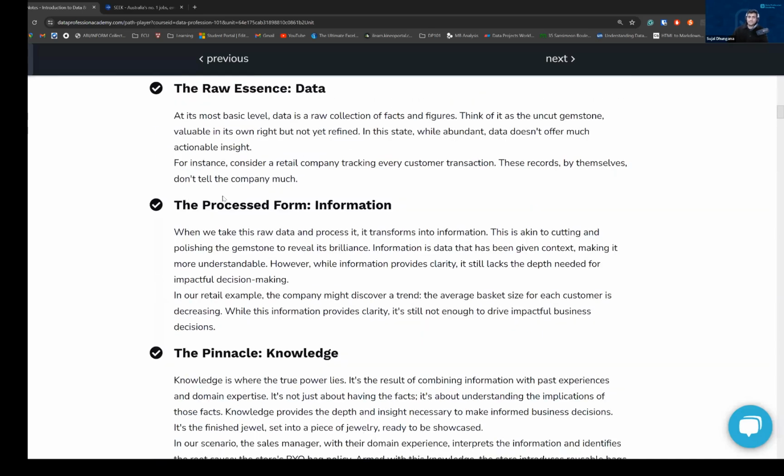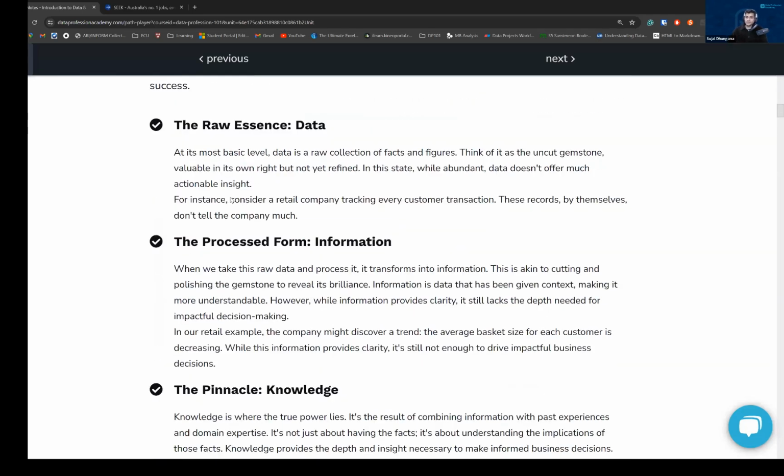So for instance, consider a retail company which is tracking every customer transaction. Think of something like Kohl's or Woody's, right? Every time you scan an item, that is being tracked. So they know what you're buying, what you're not buying, all those things. These records by themselves don't tell the company much, right? You are buying 10 items, or you buy this and that item. That data in itself doesn't help that company much. But let's get into the information now.